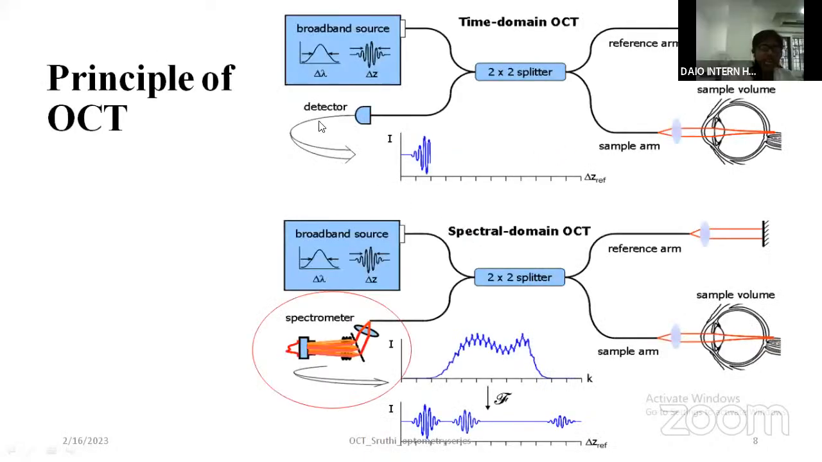Principle of OCT. In time domain OCT, the broadband source is split into two, and one reaches the reference arm and the other the sample arm. Both are brought back to the splitter, and then it reaches the detector and a scan is produced. In spectral domain OCT, instead of a detector, a spectrometer is used, which produces a time echo delay, and then a scan is produced.